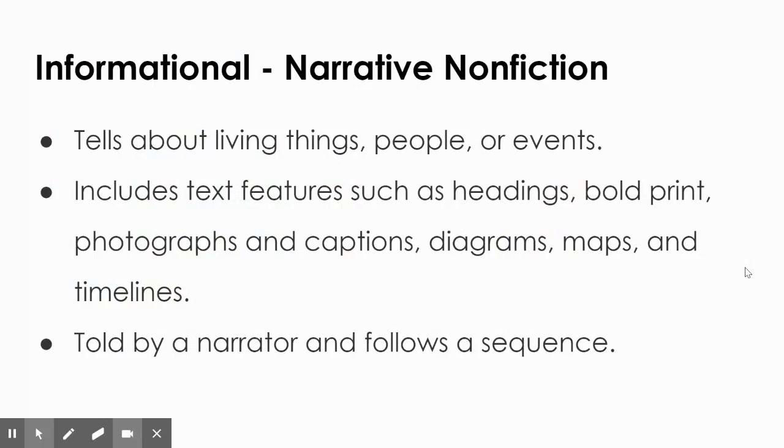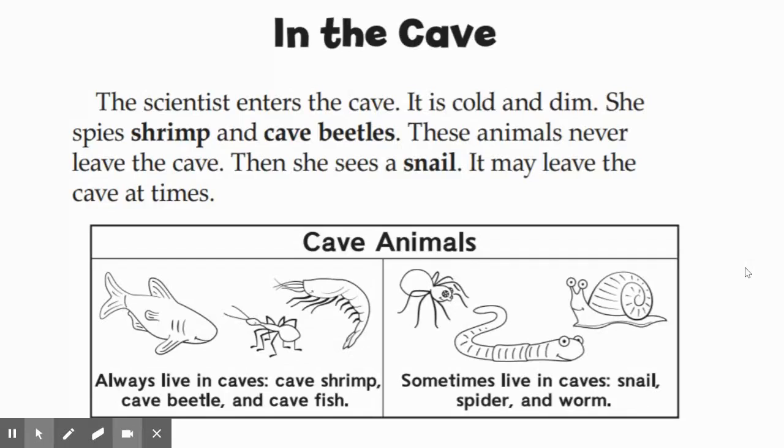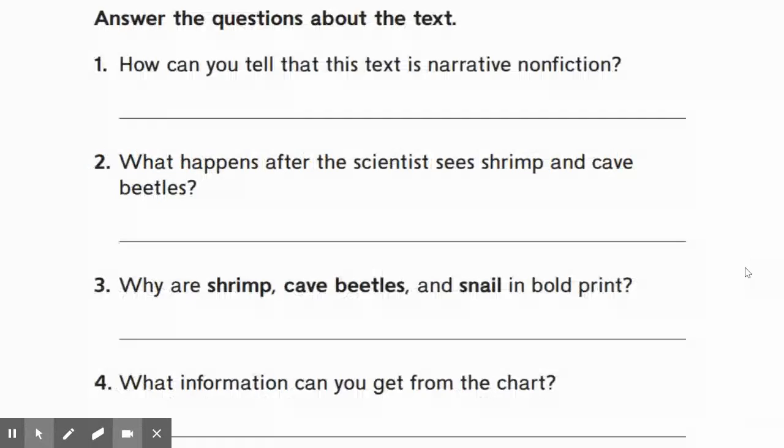Last, it's a story that is told by a narrator and follows a sequence. That means this story was not told by the scientist who entered the cave, rather told by someone else writing about the scientist entering the cave. And it told us about the animals that lived there, so it followed an order or a sequence.